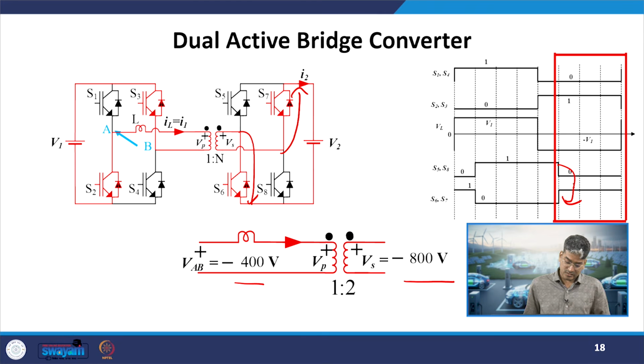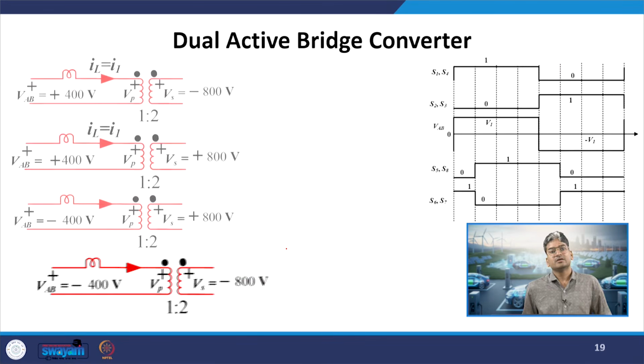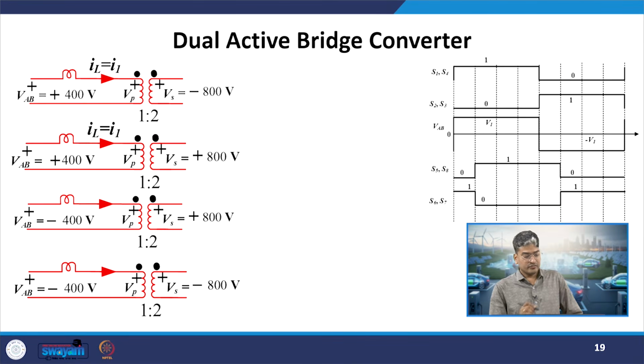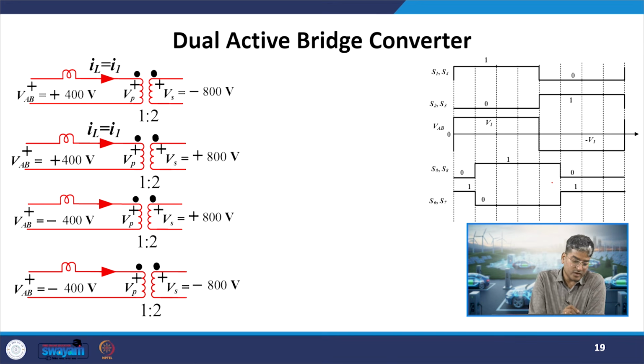Now, why have we assumed VAB, and not the VP on the primary side? Because we have an inductor in series, so the voltages will be different. These are the 4 equivalent circuits after eliminating the primary and secondary side bridges. What have we done till now? First we assumed the gate pulses, then we eliminated the primary side bridge, then the secondary side bridge. Now, we have this simplified circuit from the DAB.